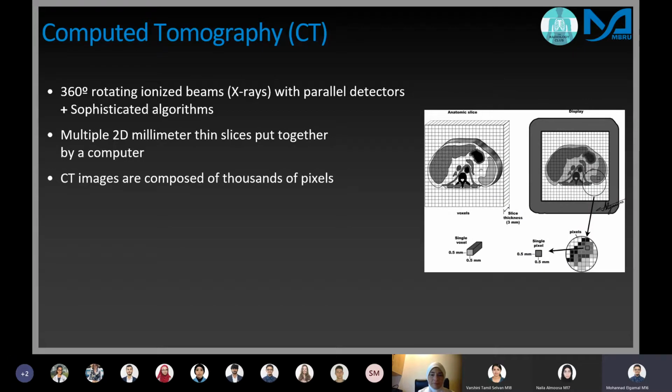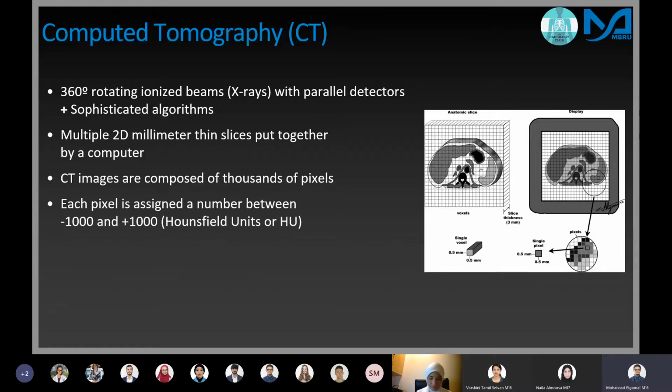Now, on this image, you can see we have an anatomical slice on the left with all the different organs and the different tissues. And what happens is it takes a, let's call it an area, here it's called a voxel. Each voxel is just taken by the computer and the density of it is recorded, and that is translated into a shade of gray as a pixel. And the shade of gray is determined by a unit of measurement called the Hounsfield unit, or HU. So that unit of measurement goes from negative 1000 to positive 1000. And anything at the negative 1000 will appear completely black, and anything at the positive 1000 will appear completely white.